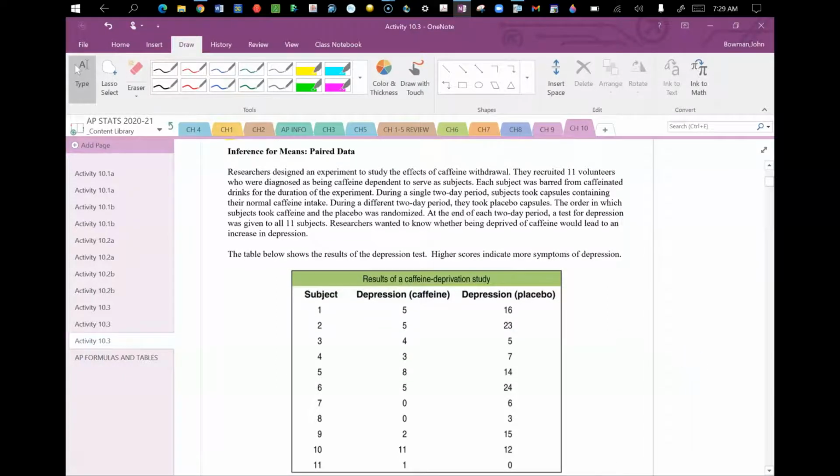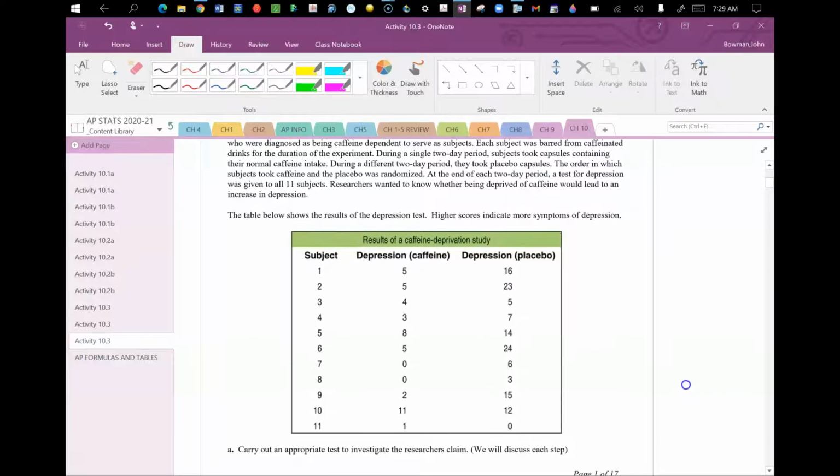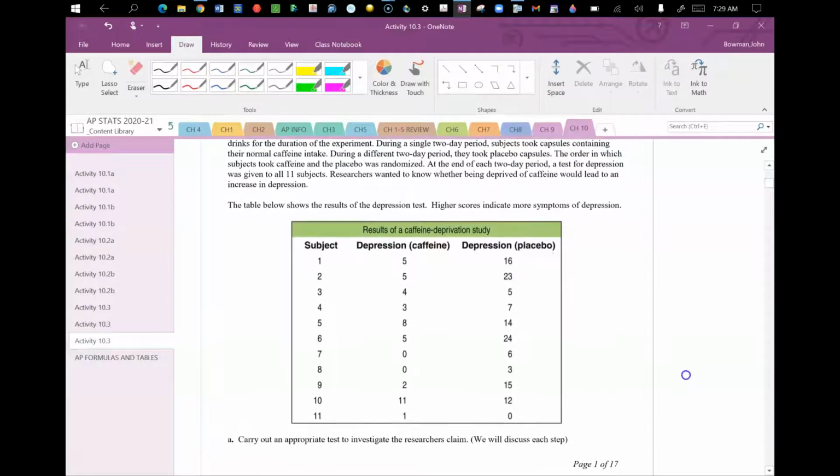So in this example, it says researchers designed an experiment to study the effects of caffeine withdrawal. They recruited 11 volunteers who were diagnosed as being caffeine dependent to serve as subjects. Each subject was barred from caffeinated drinks for the duration of the experiment. During a single 2-day period, subjects took capsules containing their normal caffeine intake. During a different 2-day period, they took placebo capsules. The order in which the subjects took caffeine and placebo was randomized. At the end of each 2-day period, a test for depression was given to all 11 subjects. Researchers wanted to know whether being deprived of caffeine would lead to an increase in depression.